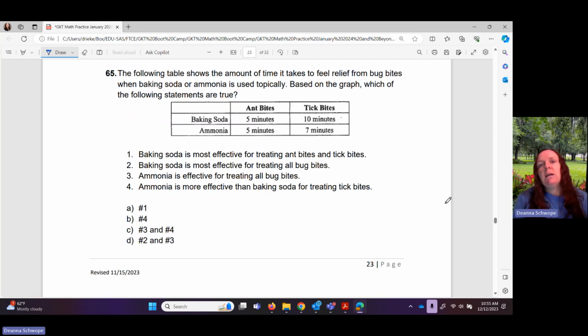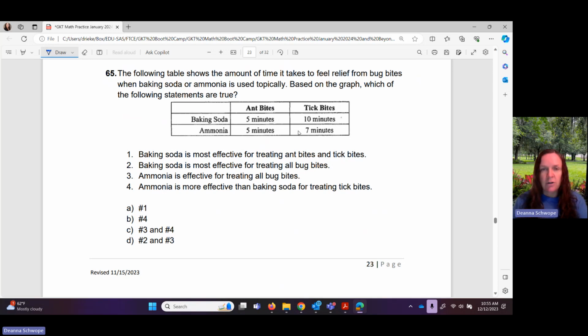65, the following table shows the amount of time it takes to feel relief from bug bites when baking soda or ammonia is used topically. Based on the graph, which of the following statements are true? Baking soda, it looks like, took for ant bites 5 minutes to feel better, 10 minutes for tick bites. Ammonia took 5 minutes for ant bites, 7 minutes for tick bites. So based on relief, the smaller the number, the amount of time, the faster, the better it is, essentially.